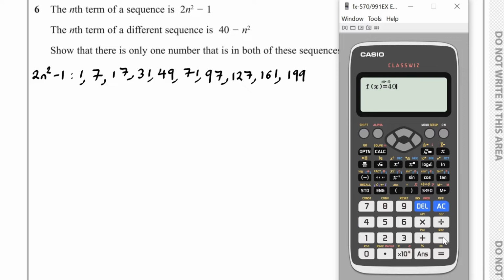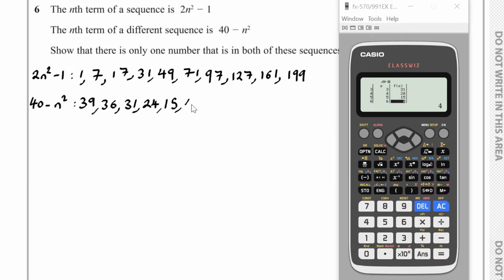Let's now type in the 40 minus n squared. Our first 10 terms here for the 40 minus n squared are 39, 36, 31, 24, 15, 4, minus 9, minus 24, minus 41, minus 60, and that's it for now.